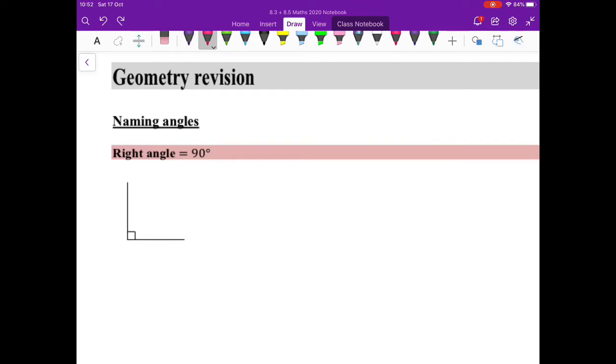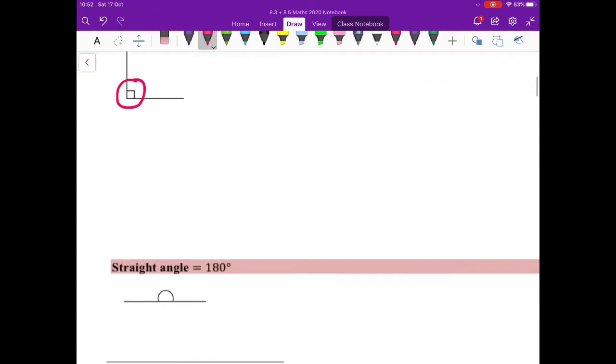Before we get into geometry, I think it's important that we just revise what we've learnt up to or prior to grade 8. First of all, a right angle is 90 degrees. It can have no other magnitude or no other size. And a right angle is indicated by that symbol in your geometry diagrams or riders.